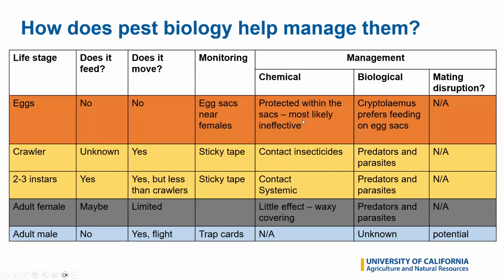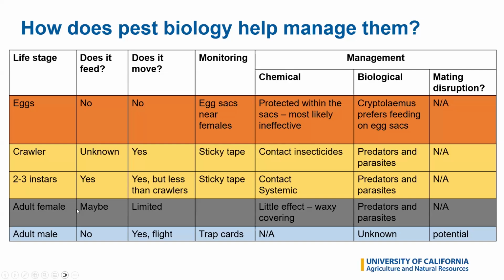a couple of weeks, or a week in summer, to spray chemicals, because crawlers and second instars, they move. They have a waxy covering, but it's relatively less thick compared to adults, and they can be controlled with contact insecticides and systemic insecticides. And for biocontrol, there are predators and parasitoids that will feed on them.